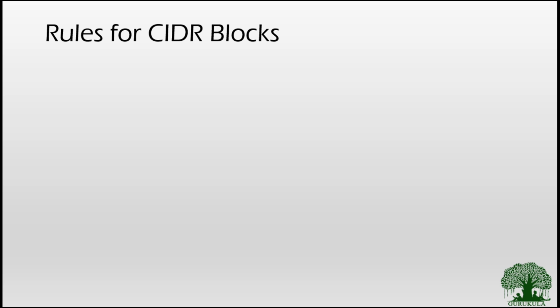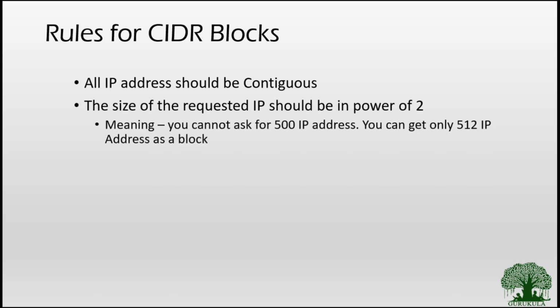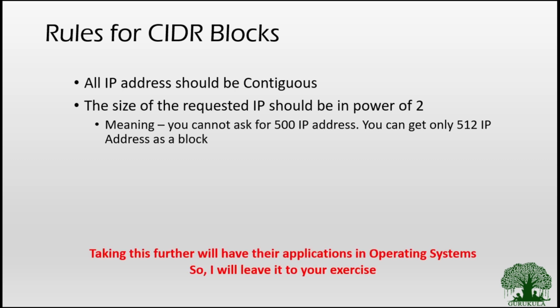Next, there are a few rules for classless inter-domain routing blocks. All IP addresses should be continuous, because we cannot randomly create the IP address block. The size of the IP address block should be a power of 2, which you might know by this time. So you cannot ask for 500 IP addresses. You can only get 512 IP addresses as a block. That is what the size is.